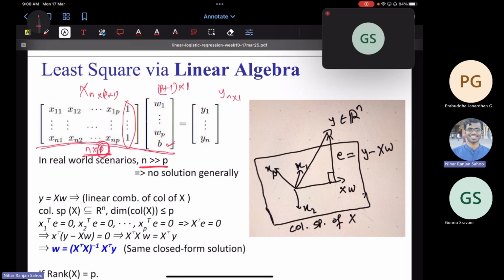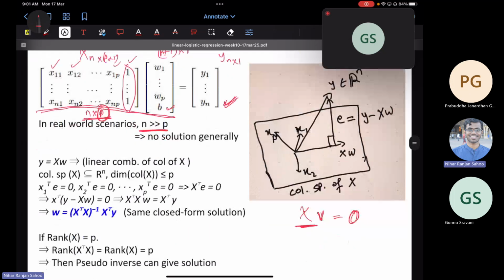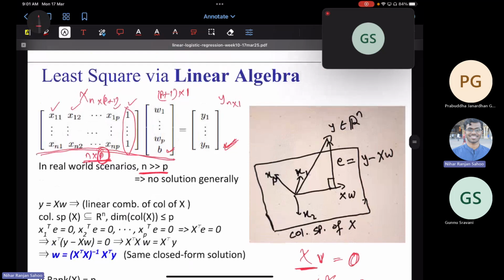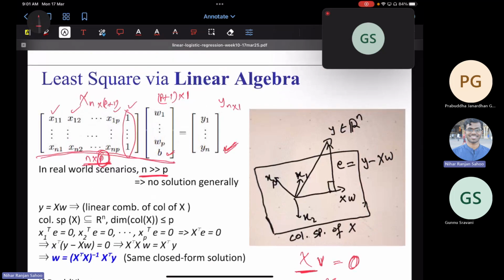Whatever the y vector will get, this is just the linear combination of all columns of this x, right? This is what we know from matrix algebra. If you multiply some x into some vector v, whatever output you are getting will always be a linear combination of the columns of the first matrix. Let's say if you are doing v into x, the output will be a linear combination of rows of the second matrix. Right? This is what we know from matrix algebra.